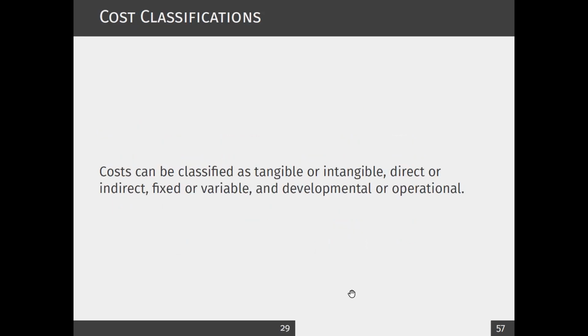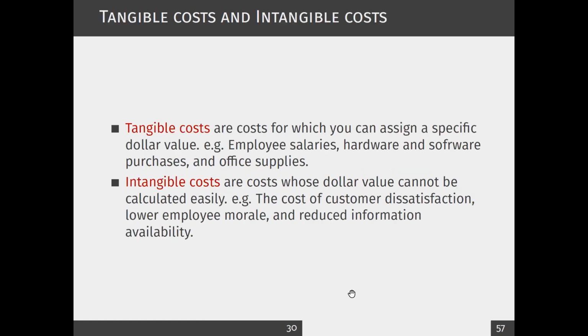The next thing is we need to focus on different types of costs. So let's look at some cost classifications. When you look at the different costs involved in project development or software development, we can classify them as tangible or intangible. We can say that it's direct or variable, and we can say whether it's development or operational. So let's try to understand each of these in coming sessions.